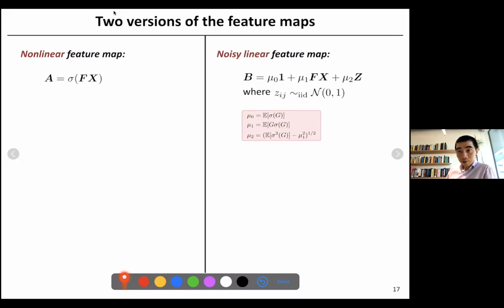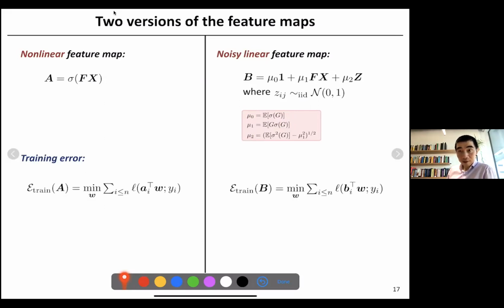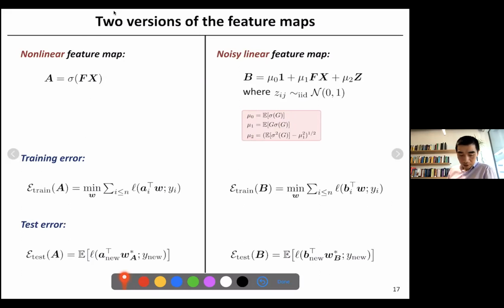Now, for the A and B versions, you can define the training error for the A version and the training error for the B version, and a testing error for the A version and testing error for the B version. As a reminder, what we care about are these two quantities, the training error of A and testing error for A. We want to know their limits in a high-dimensional regime. Now, I also want to add that you can think about B as another type of feature map. It is a linear feature map, so you just have F times X, but it's also noisy because we need to add additional independent Gaussian noise to the feature map. It's a noisy linear feature map.